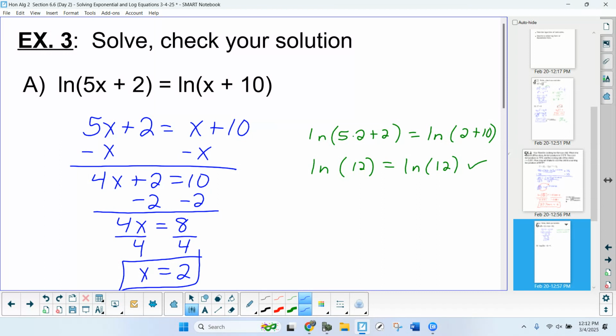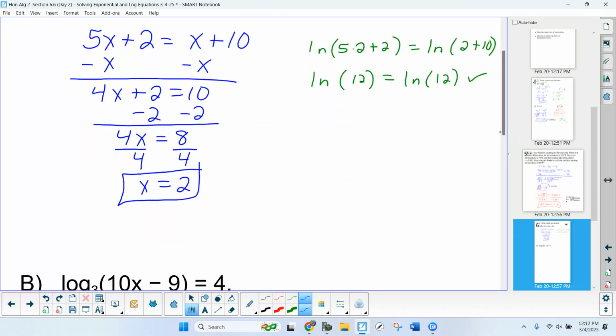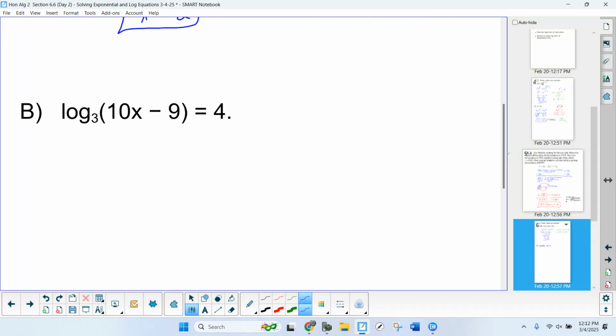Are we good on A? All right. B. Well, on B, remember our 3 ways. Make them the same base. Can you guys make these the same base? Take the log of both sides. Can you take the log of a log? Swoop. Lucas, what are you going to do? Swoop from the base. So what are you going to tell me? 3 to the 4th equals 10x times 9. What is 3 to the 4th?